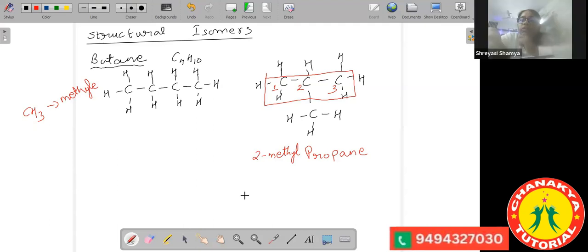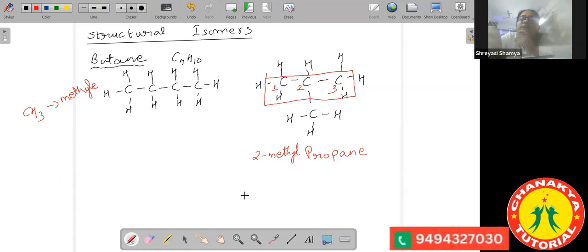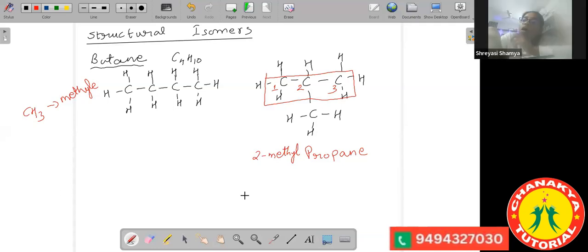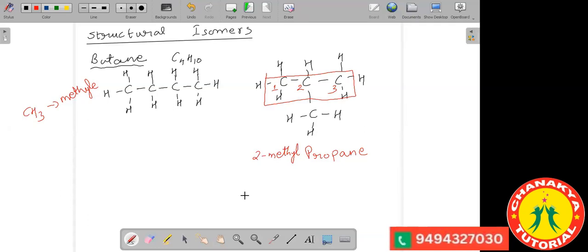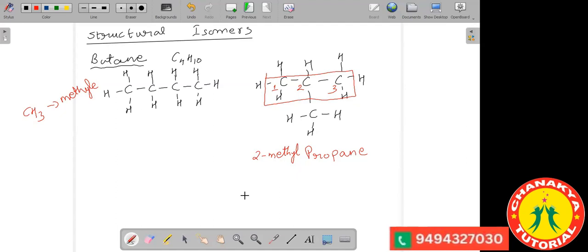Yes, sir. Can we name it something else, like 2,1-butane? No, because on the second carbon there's a branch chain. No, no, this is IUPAC nomenclature. In the common name it is something like isobutyl. But we are not doing the common names, we are doing IUPAC names. Right, sir. Over there you will see there is n-butane and isobutane.